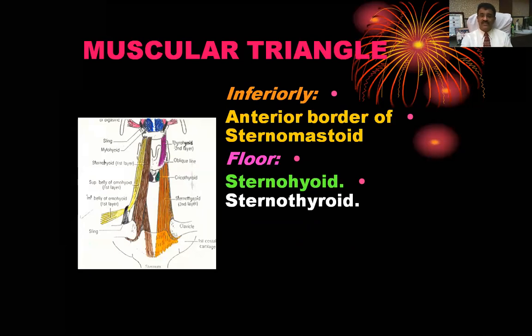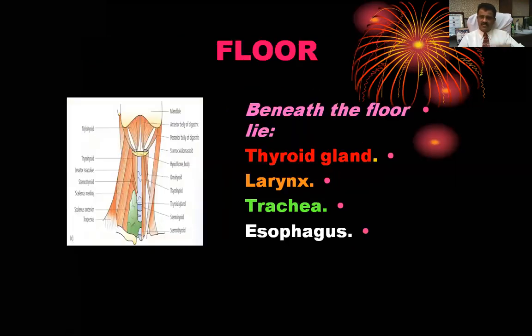And the floor of this muscle is formed by the sternohyoid and sternothyroid. So these are the infrahyoid muscles. So you need to understand about infrahyoid and suprahyoid muscles also. Floor of the muscular triangle is formed by the thyroid gland, larynx, trachea, and esophagus. So larynx and trachea, sometimes they are also called as pharynx and esophagus. These are the structures which form the floor of muscular triangle.